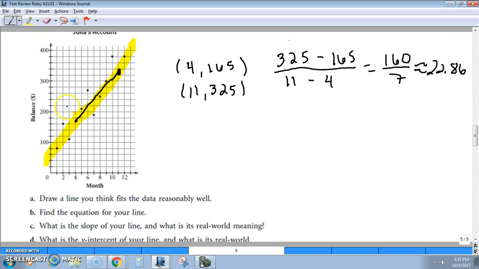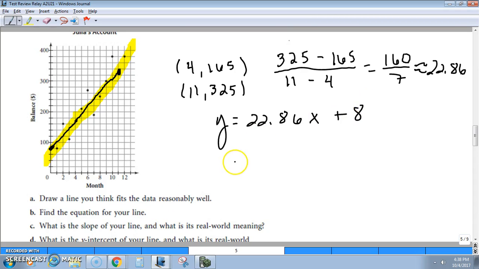There's my slope. And my y-intercept, I'm just going to estimate maybe at 80. I'm going to make this my y-intercept. I think that would have been good. So I can write my equation, which is y equals 22.86x plus 80. That's going to be a pretty good line of best fit, I think.